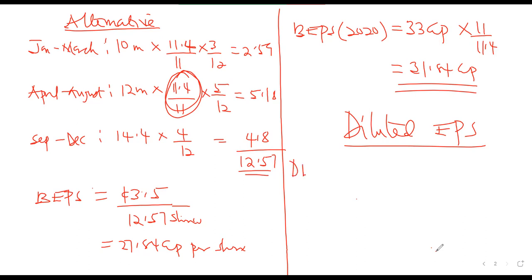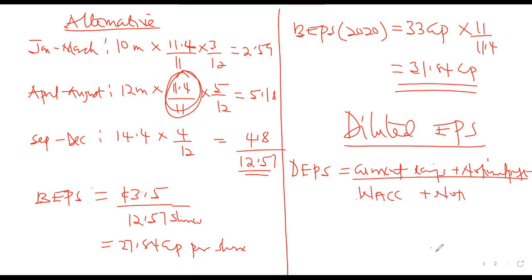So the diluted earnings per share is calculated as the current earnings plus any notional interest or notional profits, divided by the current WACC plus any notional number of shares. So if you have the share options, the top will still be the current earnings, but the bottom will be the current WACC plus the options that we are giving to them for free.